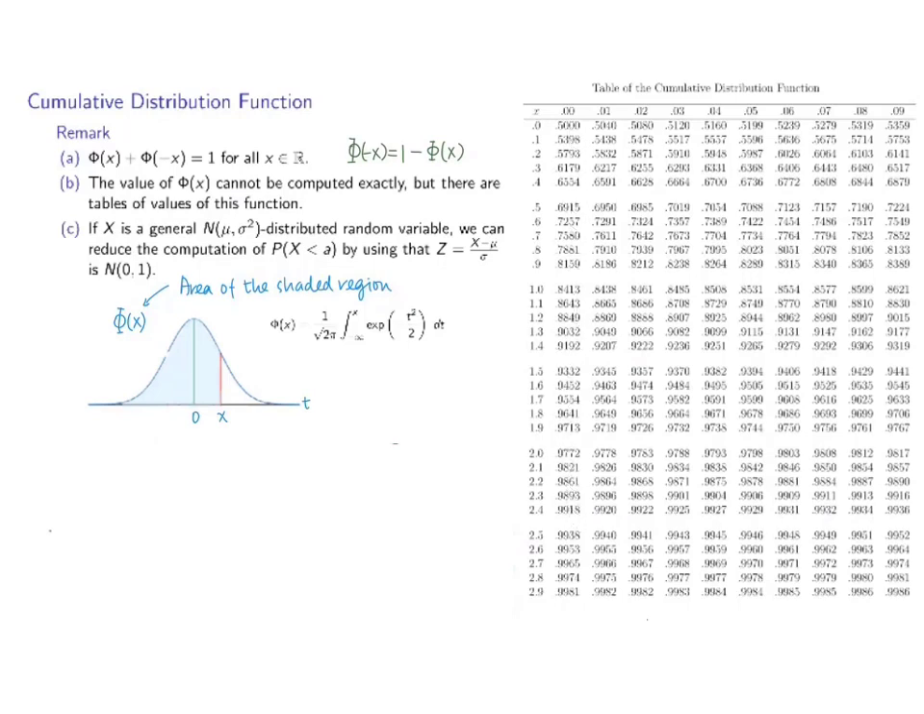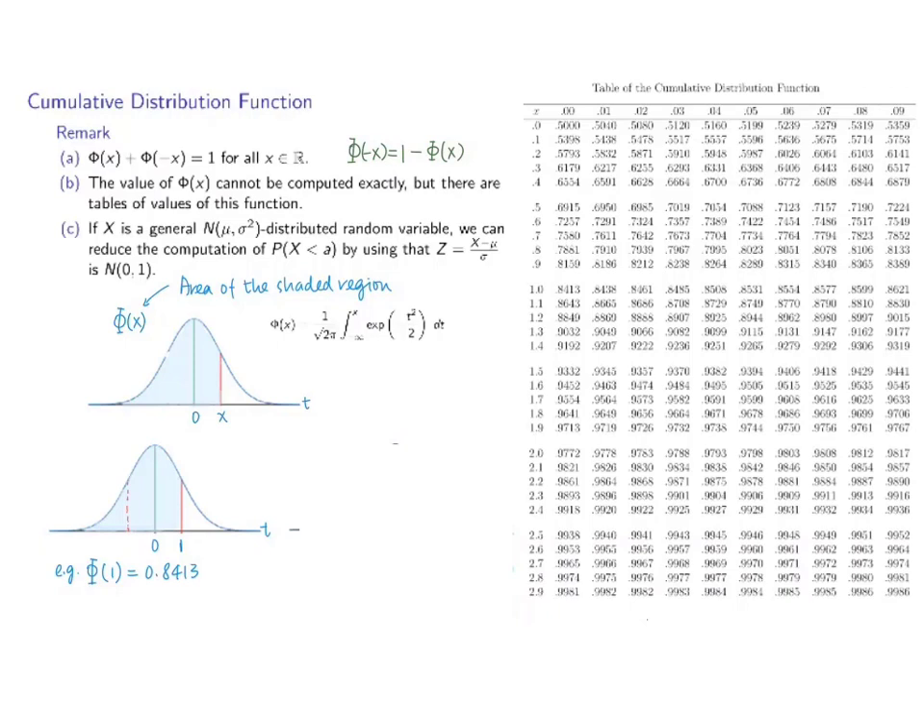This table records the value of phi x, where x is the distance away from 0 on the right side of the tail of the standard normal distribution. Since the curve is symmetric, the table only records the value of phi of x, where x is a positive value. In case we wish to find phi of negative x, we will use the fact that phi of negative x equals to 1 minus phi of x.